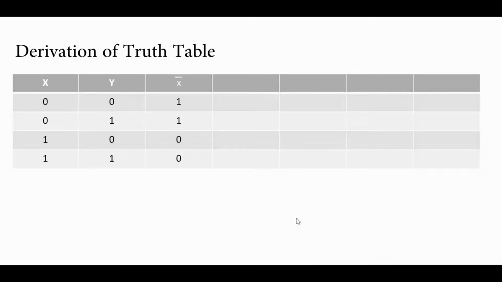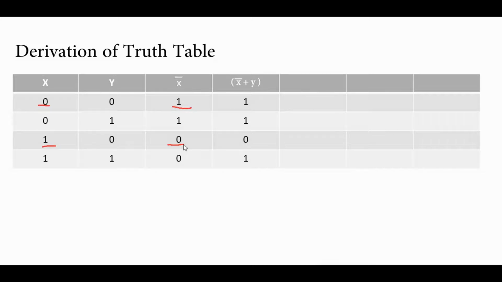The next column is for the complement of x, which is denoted by x bar. From 0, it becomes 1, and from 1, it becomes 0. And that applies to all. The next column is for the expression x bar ORed with y.